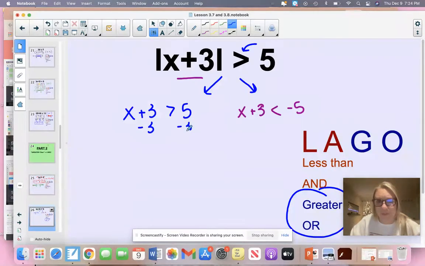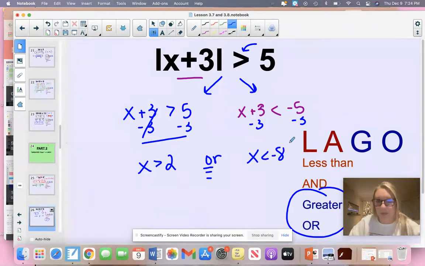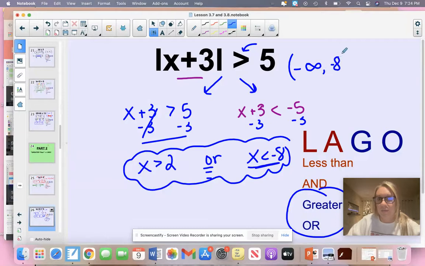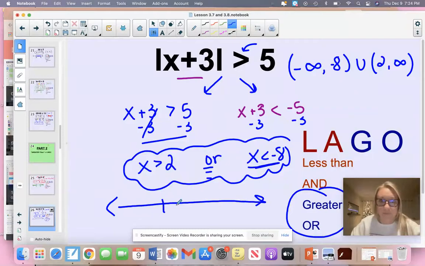So it's almost like we just solve these separately. So you got x is greater than 2, or take away the 3, x is less than negative 8. Okay, again, there's the first part of our answer. We'll write it in interval notation. So let's start with our lower endpoint, negative infinity, negative 8, union, 2 to infinity, and we can graph it.